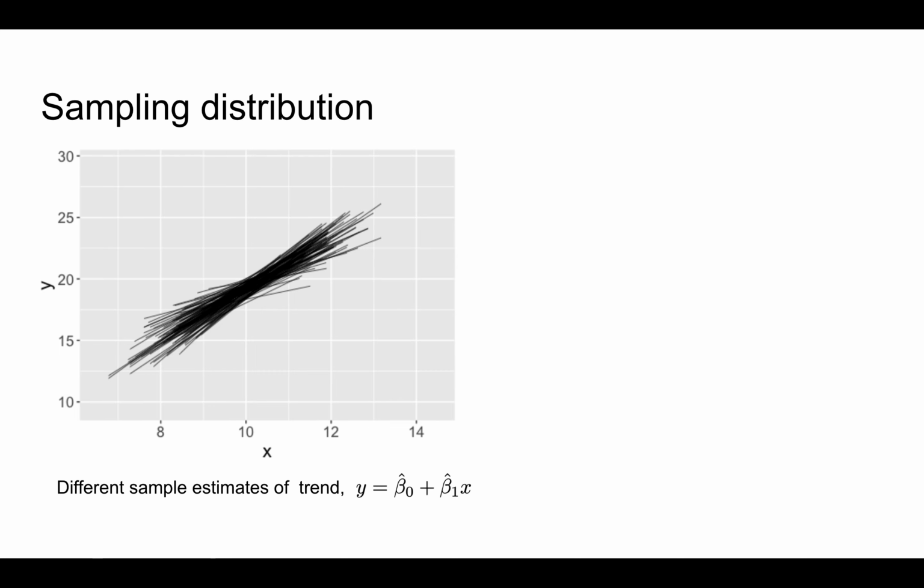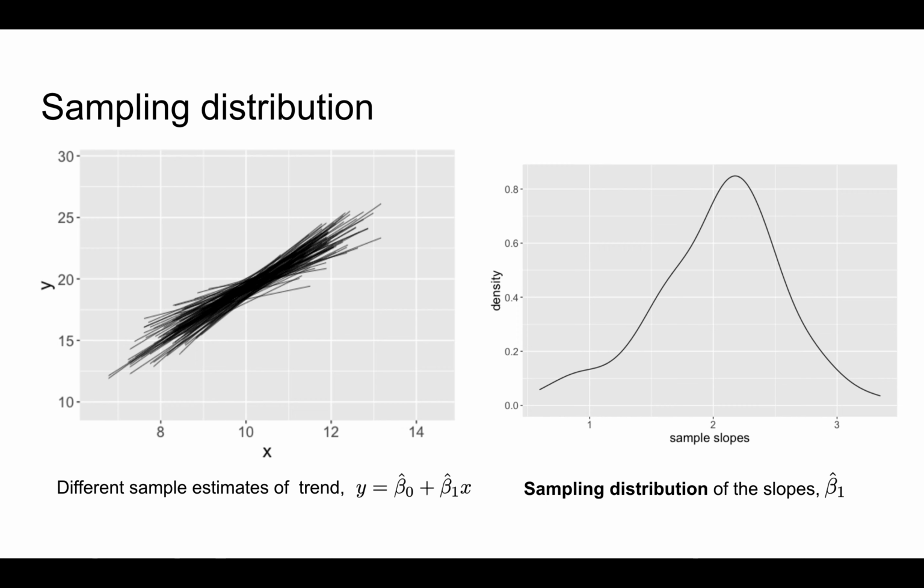Notice that these different sample estimates, represented by the unique black lines here, have a variety of slopes, beta hat 1. The variability in these slopes is captured by the sampling distribution. Though most of the slopes fall slightly above 2, they range between roughly 0.5 and 3.5.